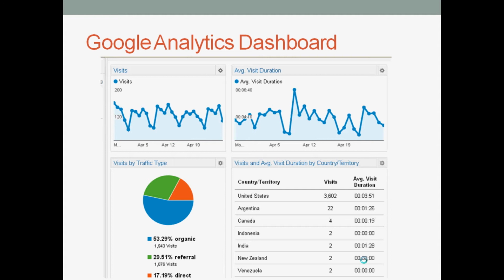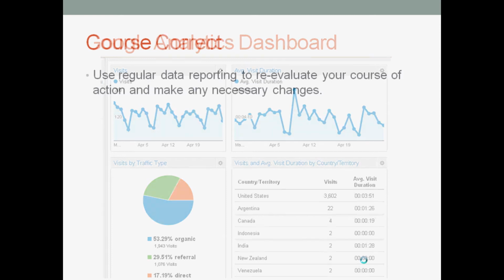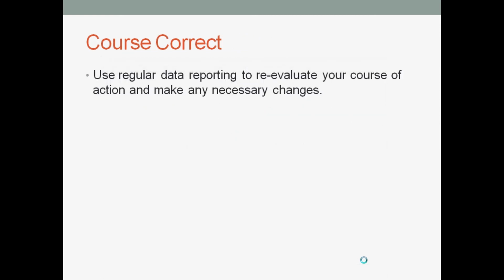Then, of course, what you want to do is make sure you get those reports regularly. Use that regular data reporting to reevaluate your course of action and make any changes. It sounds like a lot as I'm saying it, but it's really not. Once you get it going, you can have those Google reports emailed to you automatically once a week, once a month, whenever you want. You just look at a couple key figures and have a sense.